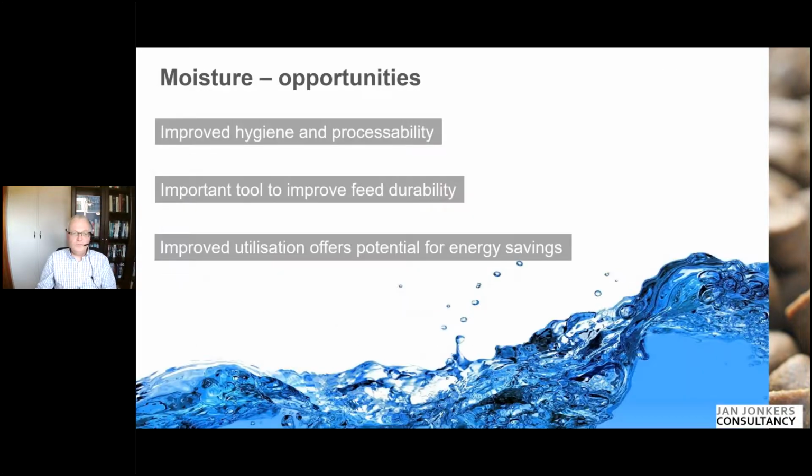Then to finish the moisture part, the opportunities here are improved hygiene and processability. If you use moisture in the correct way, the optimal way, moisture is an important tool to improve feed durability. And then improved utilization offers also potential for energy savings. So that's also quite relevant, certainly today.